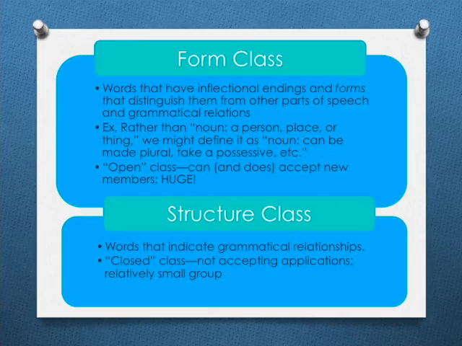Form class can be called an open class, which means it does accept new members, and it's huge. For example, we didn't have the word "bling bling" in the 1700s. That was added later. By contrast, the structure class is a very small group. Words in the structure class indicate grammatical relationships between other words. This would be something like a preposition or a conjunction. It's a closed class, which means that it's not accepting new applicants.